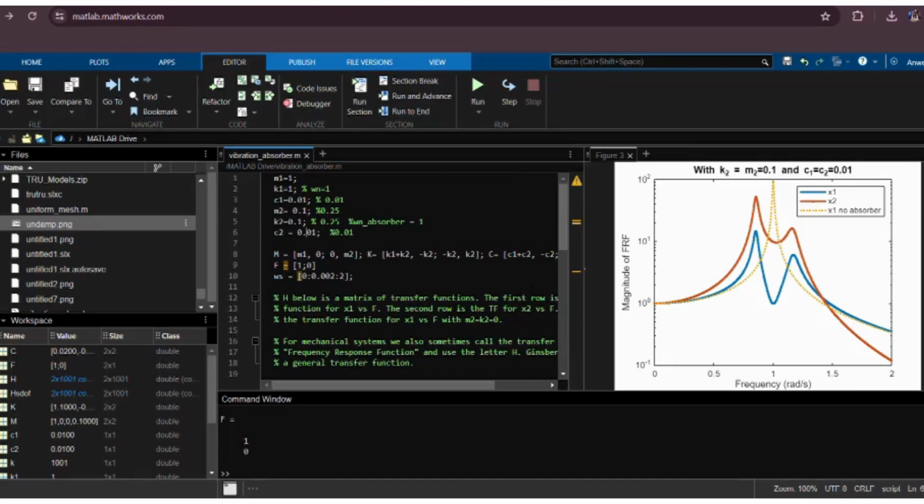So that was all about the vibration absorber. I would like to hand it over to my teammates.